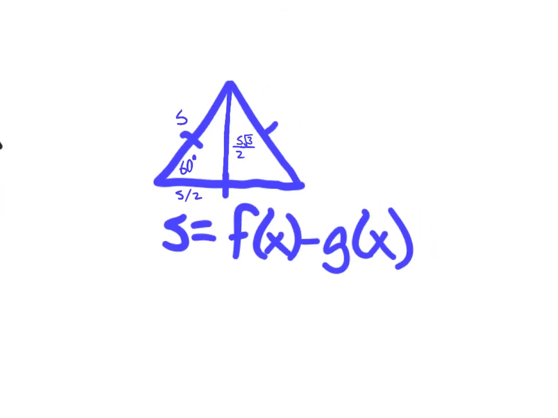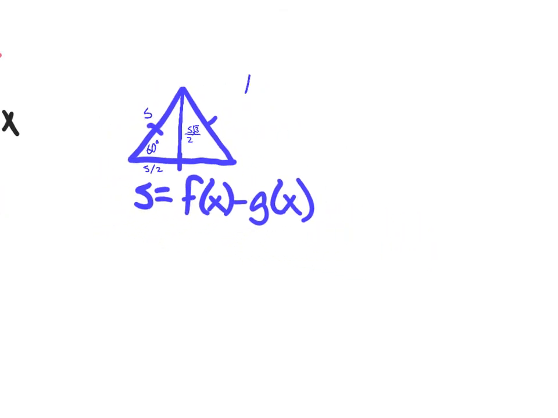Now, the area of a triangle, you guys obviously know, is base times height divided by 2. Well, the base is s, the height is s root 3 over 2, and that's all over 2. So we have s squared times radical 3, all over 4. That's the formula for an equilateral triangle. If you remember it, awesome. If you don't, you know how to find it now.